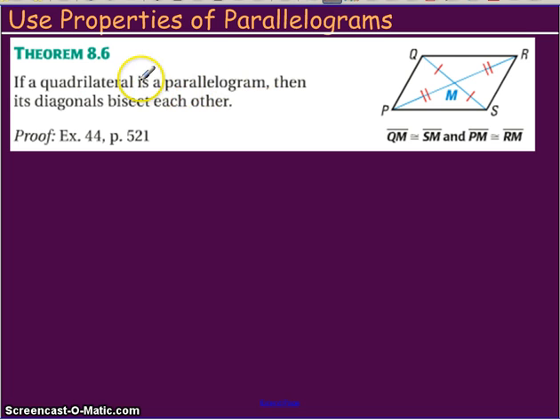Alright, and the last theorem here is if a quadrilateral is a parallelogram, then its diagonals bisect each other. So we've got the diagonals drawn in here, and then notice that we have the markings to show that M would be a midpoint of both QS and PR.